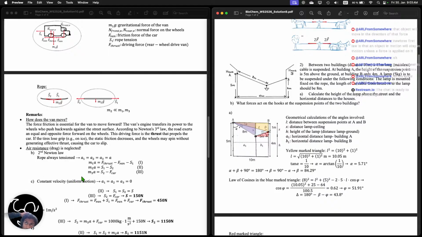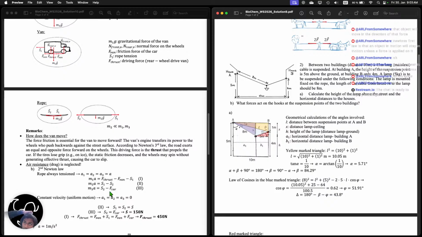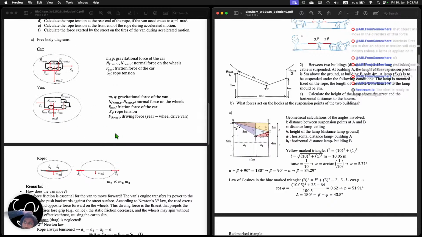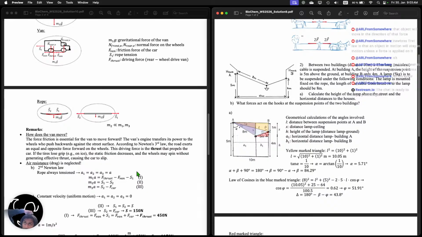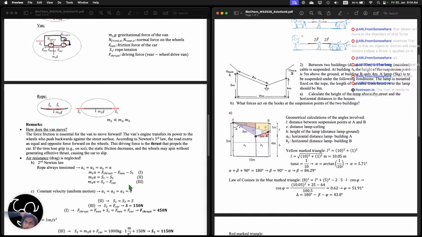M1A equals F thrust minus F1. M2A equals S1 minus S2. Okay, okay. M3A is S2 minus F car. F thrust minus F van minus S1. Okay. So the van has to deal with S1, F van.